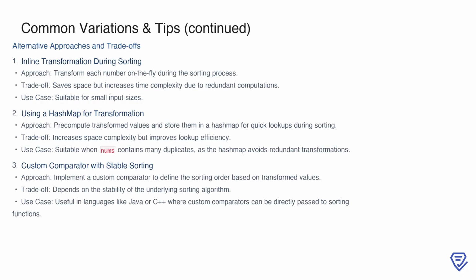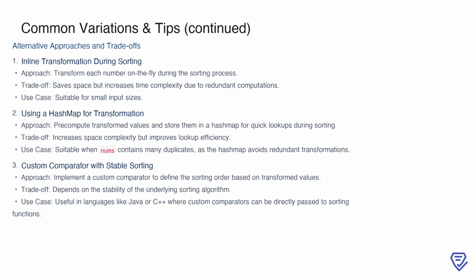Finally, let's look at alternative approaches and their trade-offs. One option is to perform inline transformation during the sorting process. This approach saves memory by avoiding pre-computations but increases the time complexity due to redundant transformations of numbers while sorting. It's best suited for small input sizes where performance isn't a concern. Another approach involves using a hash map to pre-compute and store transformed values. This method improves lookup efficiency during sorting, especially when the input contains many duplicate numbers, as the hash map prevents redundant transformations. However, it increases space complexity.